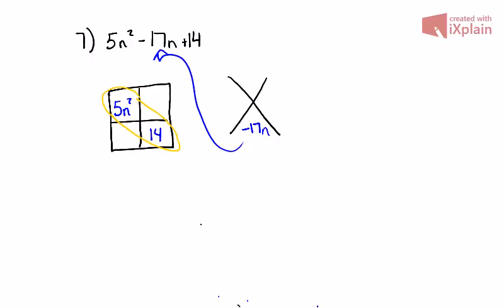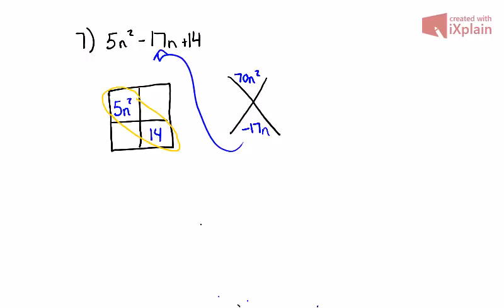Okay? And what they need to multiply to is found by multiplying across that diagonal in our rectangle. So if I do 5n squared times 14, get out my calculator, I get 70n squared. Okay, so I need two numbers here that multiply to 70n squared and add to negative 17n.